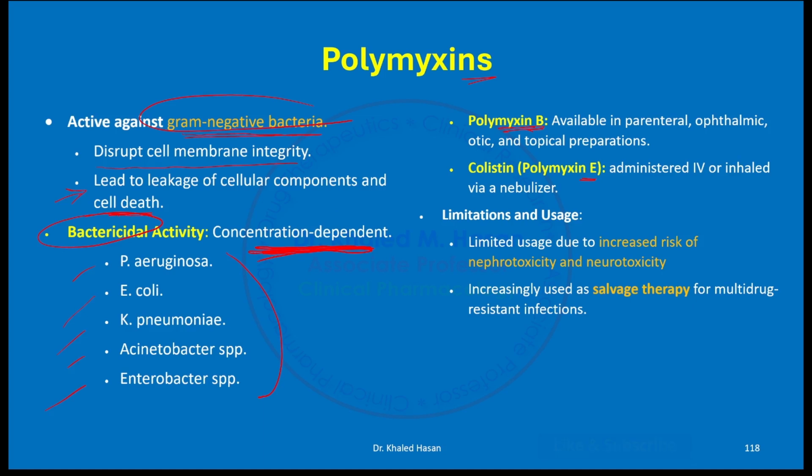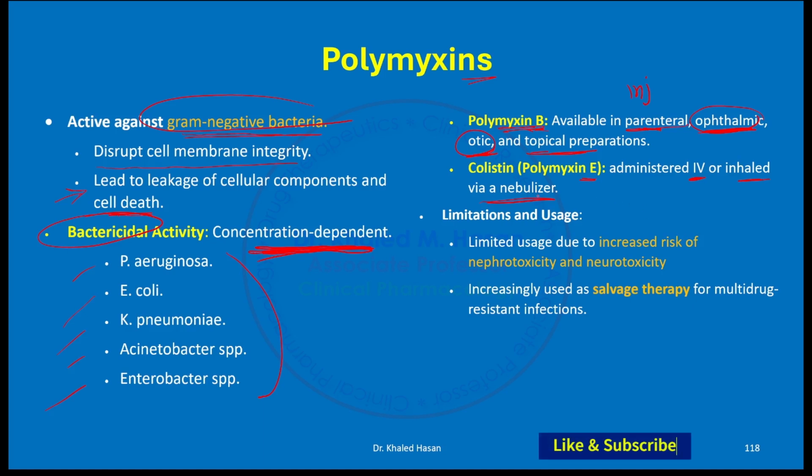Okay, so we have two types of polymyxin. We have polymyxin B, which is available as parenteral, injectable, and also as ointment, eye solution, ear drops, topical preparation. So we have it as ointment, drops for eyes or ears, and injection. Colistin, or polymyxin E, is administered IV or inhaled via the nebulizer. Here we are talking about some cases like cystic fibrosis and COPD.